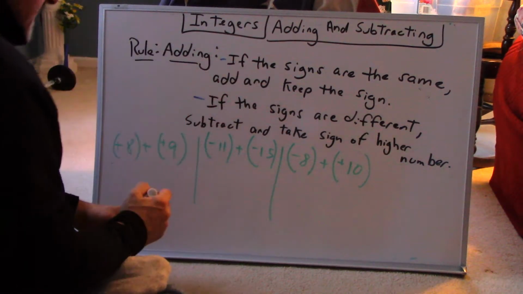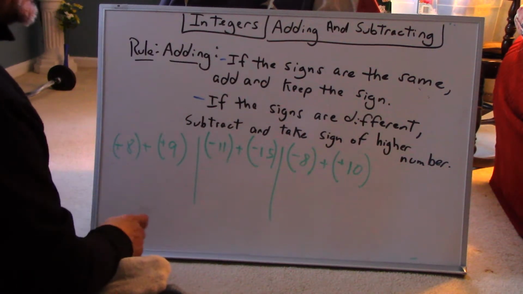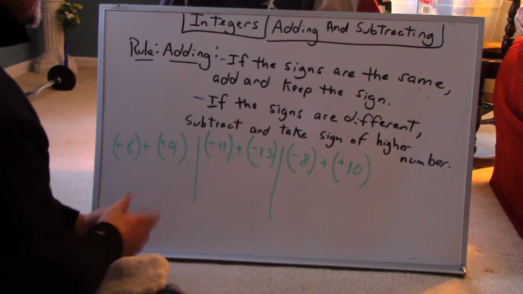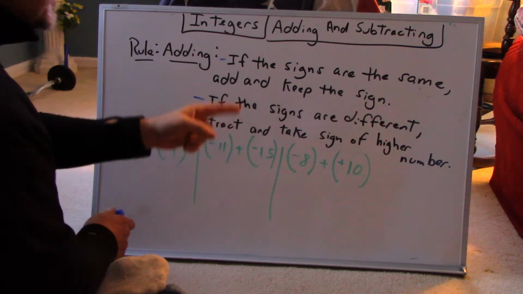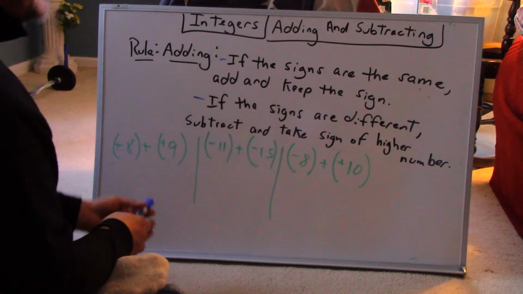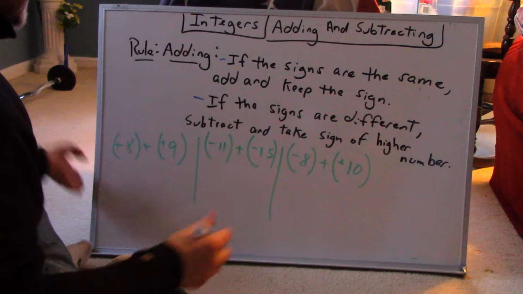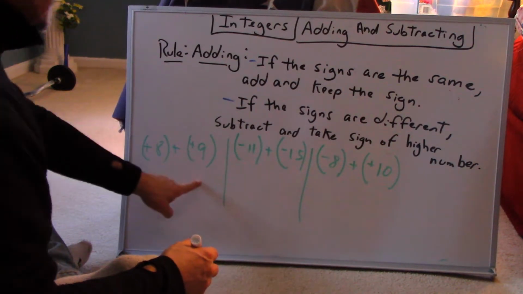And of course, you can stop this video and write them down in your notebook, whatever you want to do. If the signs are the same, add and keep the sign. If the signs are different, subtract and take the sign of the higher number. So here's an example. We have a positive 8 and a positive 9.